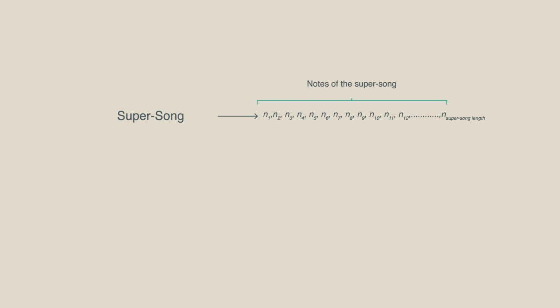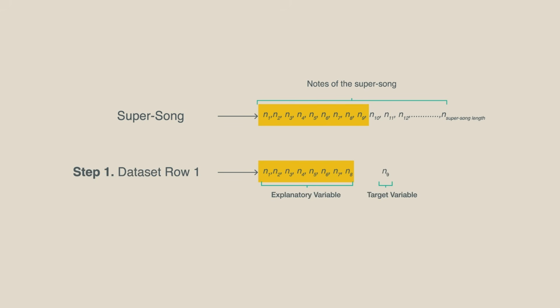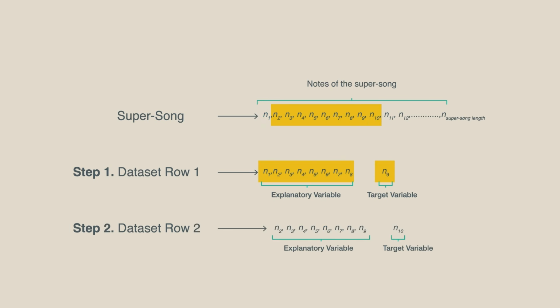To do this, we slide across this super song, taking 8 note segments as the explanatory variable and the following note as the target. We start by creating the first row. Notes 1 to 8 become the explanatory variable, and note 9 becomes the target. Then we slide one note forward in the super song. Notes 2 to 9 become the new explanatory variable, and note 10 becomes the target of the second row.